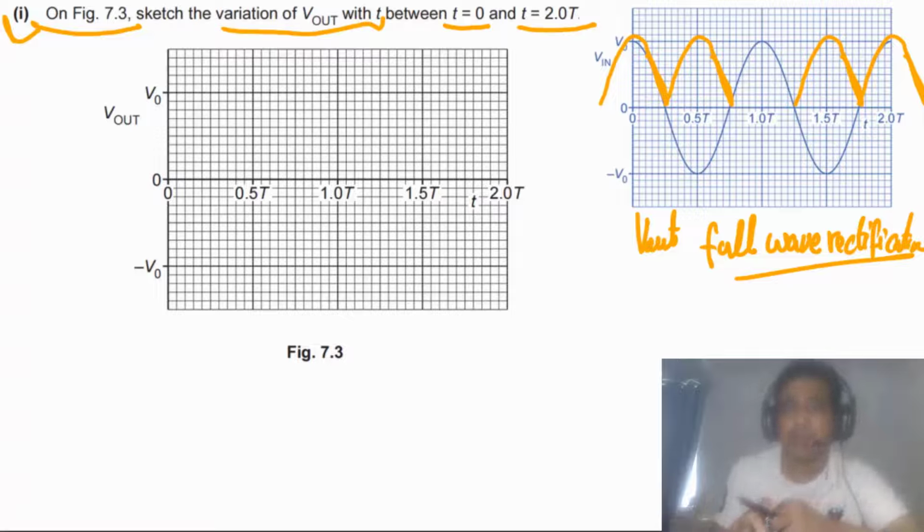So let me clean it a little bit so you can get a better idea about this. We don't need this part, so we can clear this part.